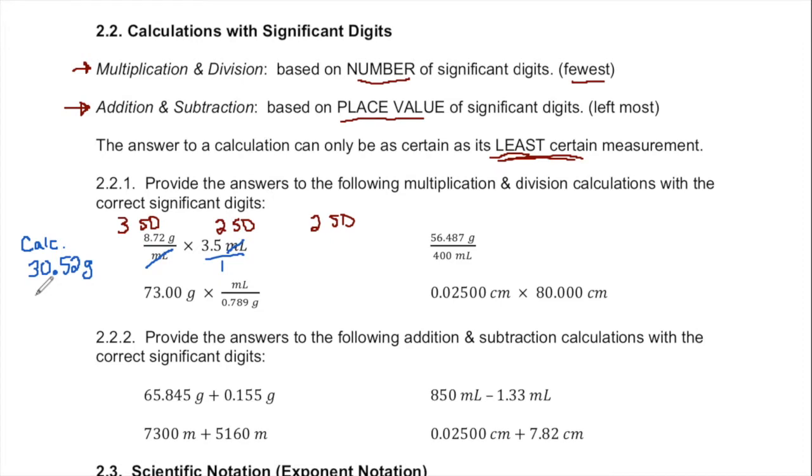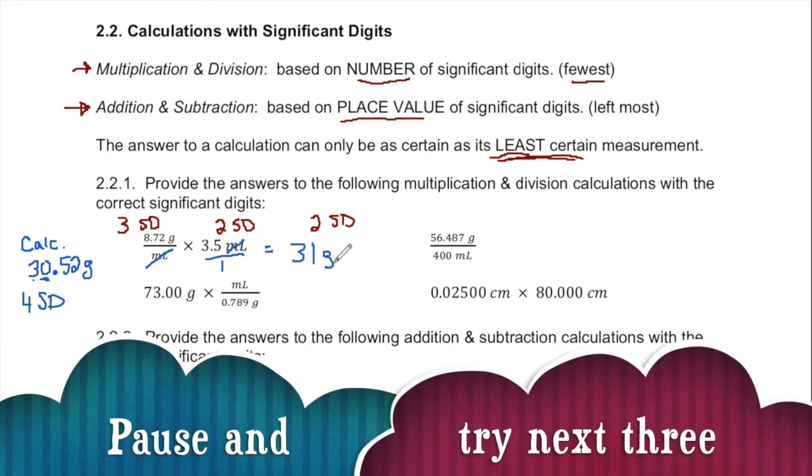And my calculator gives me this number, 30.52, which has 4 significant digits. We have to round this down to 2 significant digits. So 1, 2, we want to round it to the ones place. The 5 is large, so we are going to bump this up to a 1 and call this 31 grams.